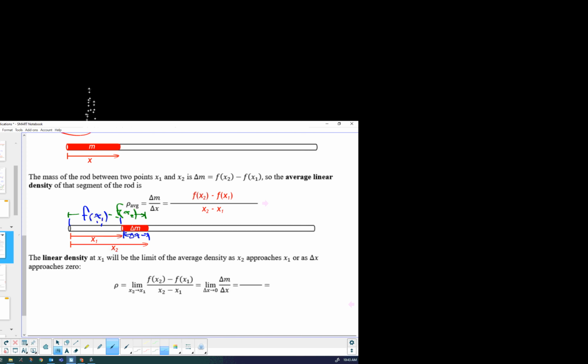So understanding this is the hardest part of this section. Doing the math is simple. Understanding what's going on is what will challenge our brains. Question?